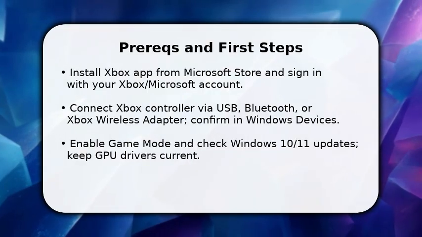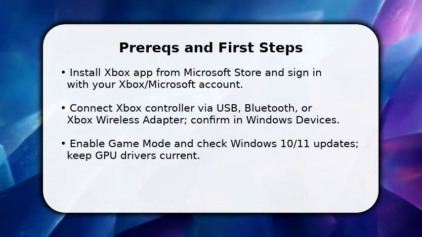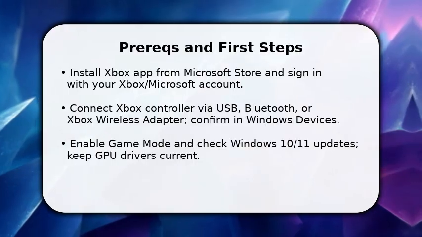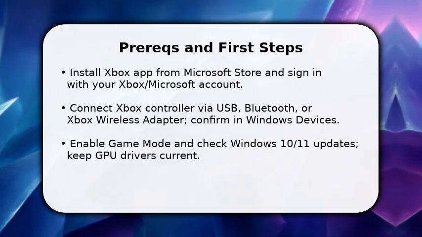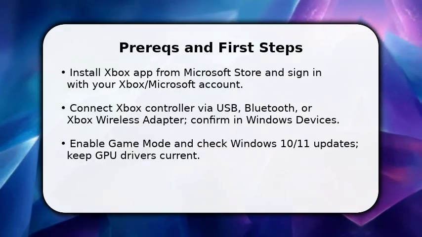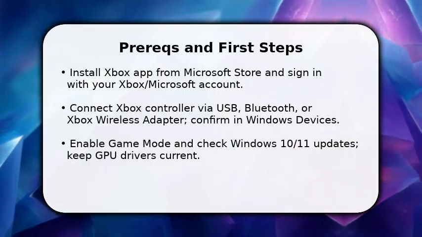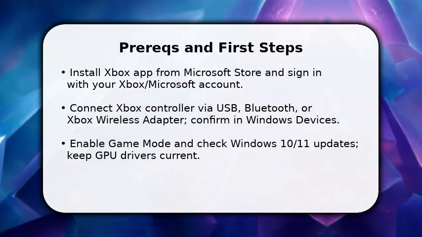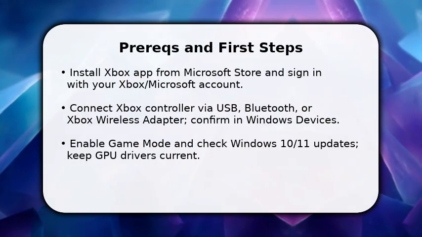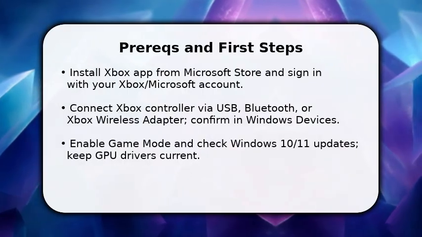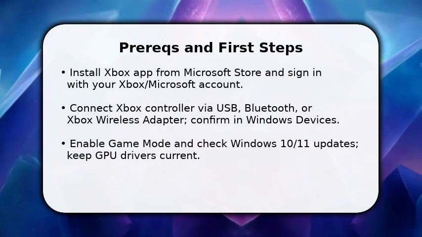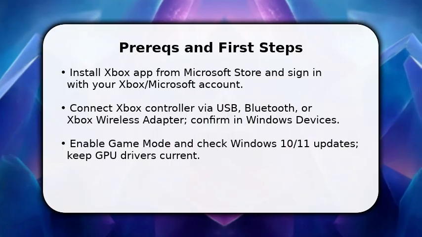You start by getting the essentials in place so the rest works smoothly. Download and sign into the Xbox app now because it handles streaming and Game Pass access. Next, connect your controller: USB for lowest latency, Bluetooth if you prefer wireless, or use the Xbox wireless adapter for best compatibility. Once done, make sure Windows 10 or 11 is updated and game mode is enabled. This reduces background interruptions and prioritizes gaming performance, which you want before launching anything heavier.